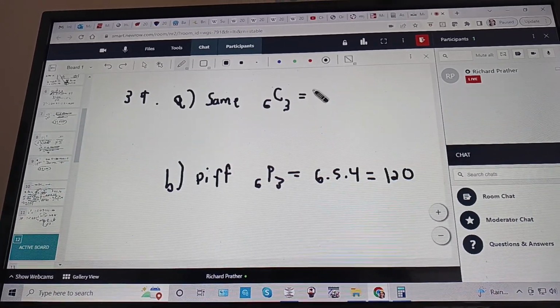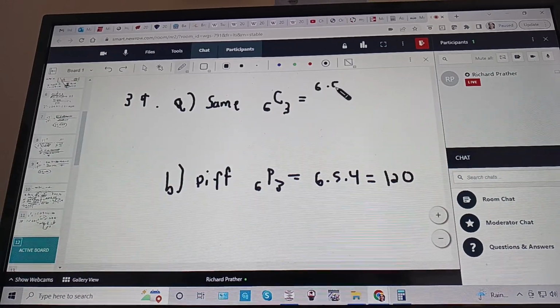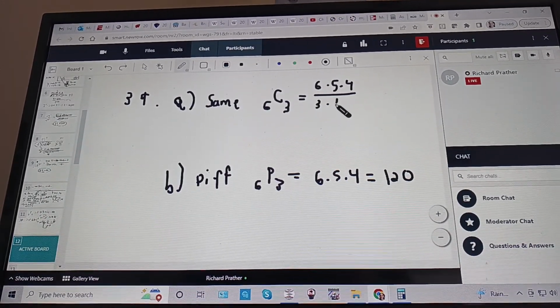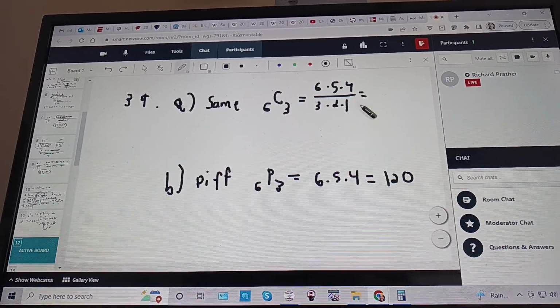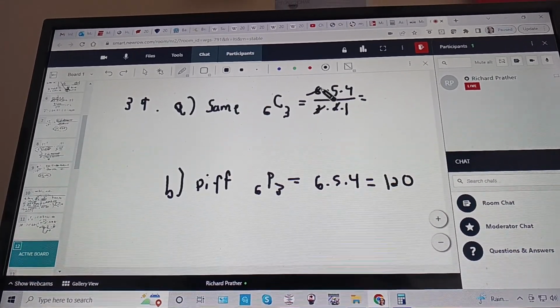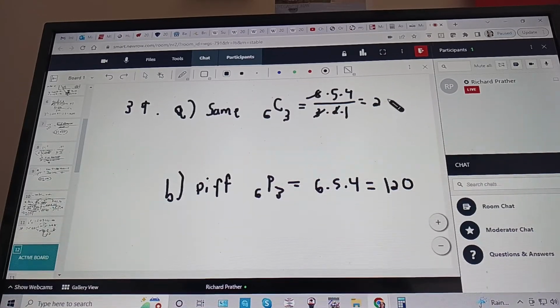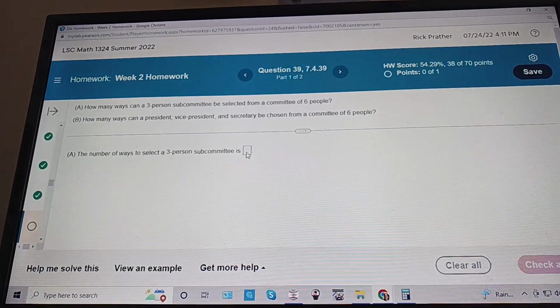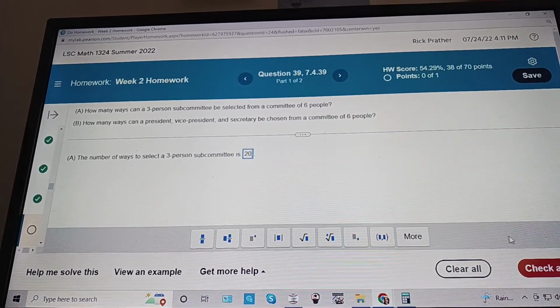In a combination, you do that first, 6 times 5 times 4, and then divide by 3, 2, 1. And 3 times 2 is 6, so I've got 5 times 4 left. That answer is 20. So the part A answer is 20, and the part B answer is 120.